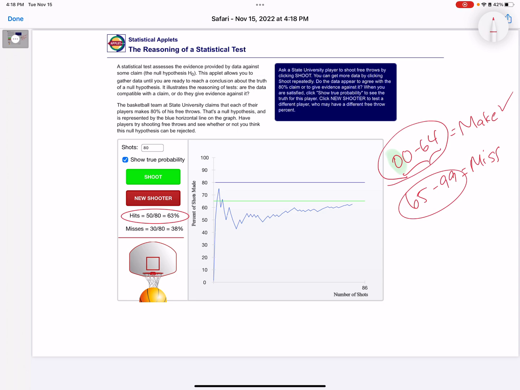So you can see as I continue to go, it does get closer and closer to my actual probability, which is right here, because this person's 65%. So clearly, this is the 80% that the free throw shooter claimed, and it is clearly not that. But let's go back to ours.